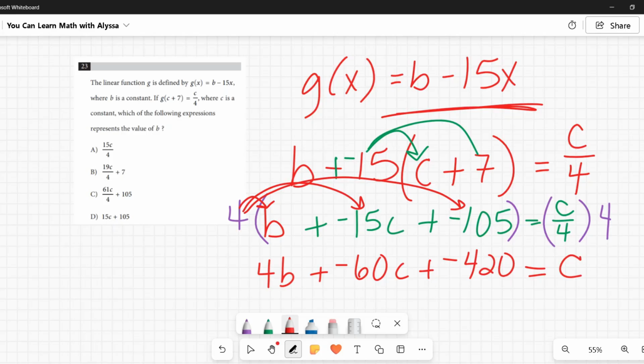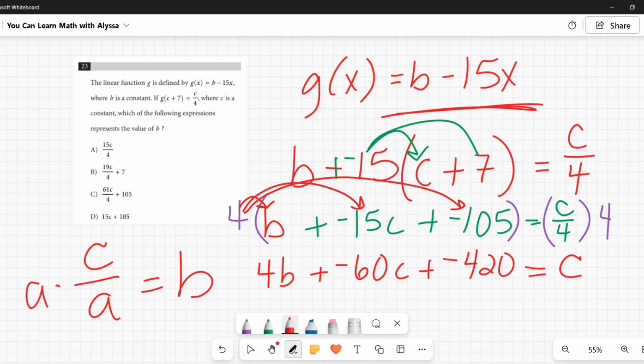Okay, so now I just need to solve for b, because that's the goal. When it says, which of the following expressions represents the value of b? Something I didn't point out, and I probably should have, is if you look over here at the answers, all of these have c in the answer. So we're not going to get a plain numeric value for b. It's a very complicated way of saying, put b in terms of c. It's one of those, like, c is equal to a over b. Put c in terms of a and b.